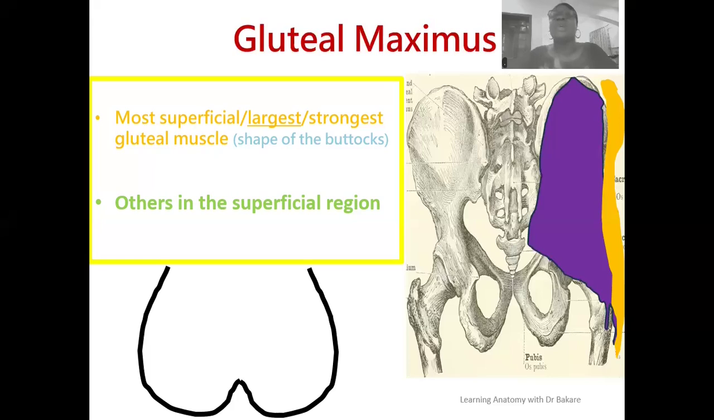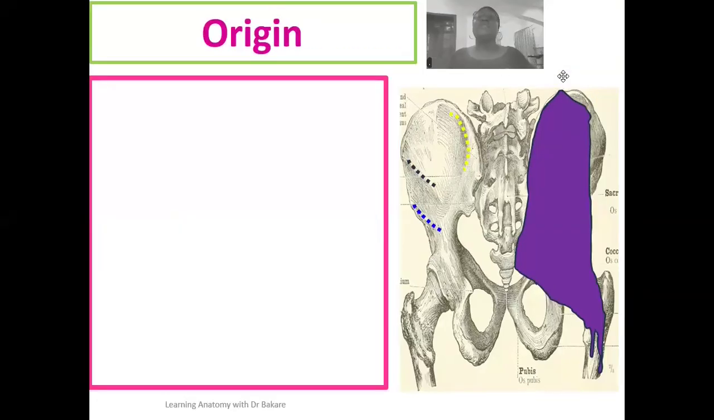So these muscles are then seen to be overlain by this superficial compartment that is highlighted here in this image. So let's dive further to describe the origin of the gluteus maximus.